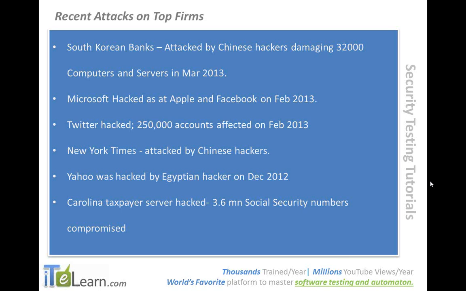So it can happen on various layers, not just on the web server. It can also happen on the database layer. And then we also see that the Carolina taxpayer server was hacked, which affected 3.6 million social security numbers, compromising the social security numbers.